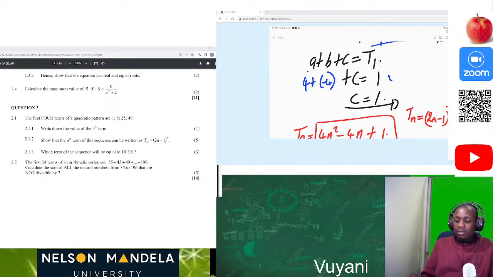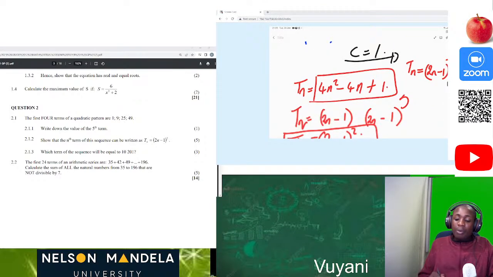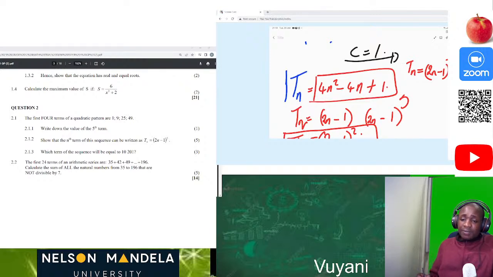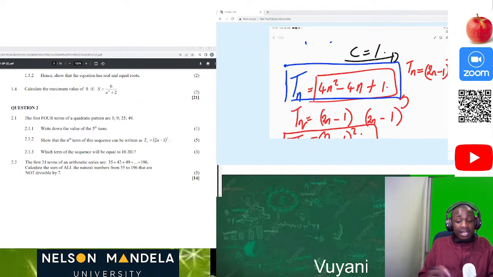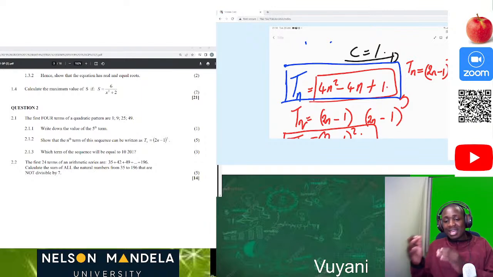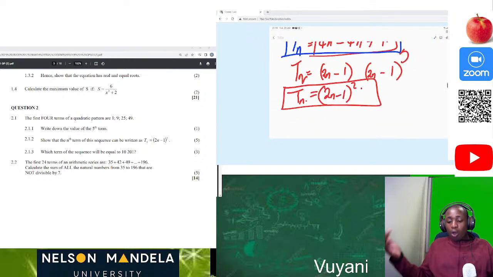Then our c is now equal to 1. After that, we already have 4 marks, but now we must write it as a general formula. So when we write it as a general formula, our Tn will be equal to 4n squared minus 4n plus 1. Then we can see that there is progress, but this is not what we have been asked. We were asked to show that the Tn formula is equal to (2n minus 1) all squared.